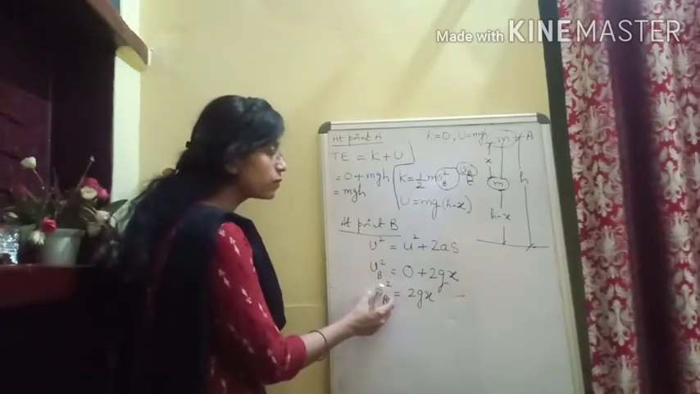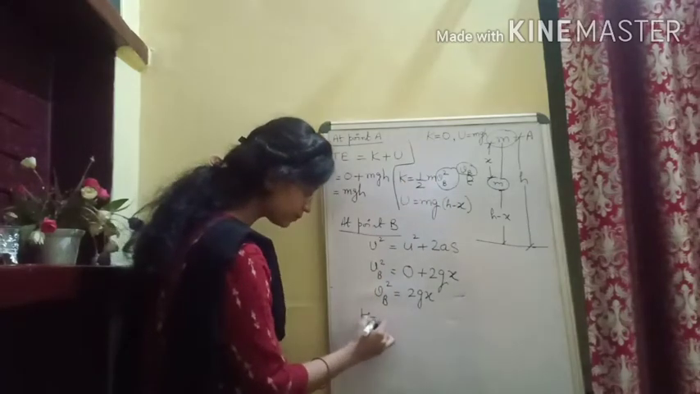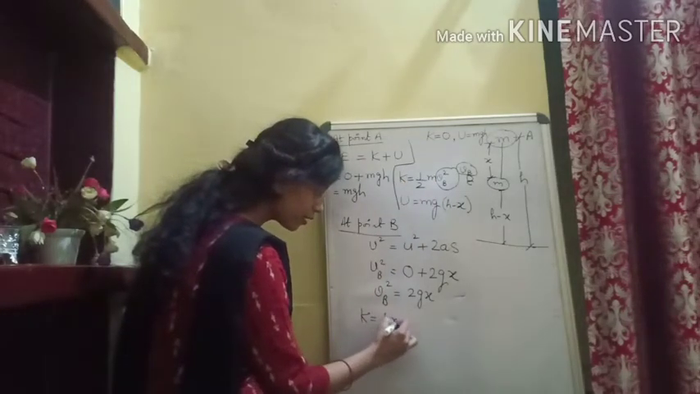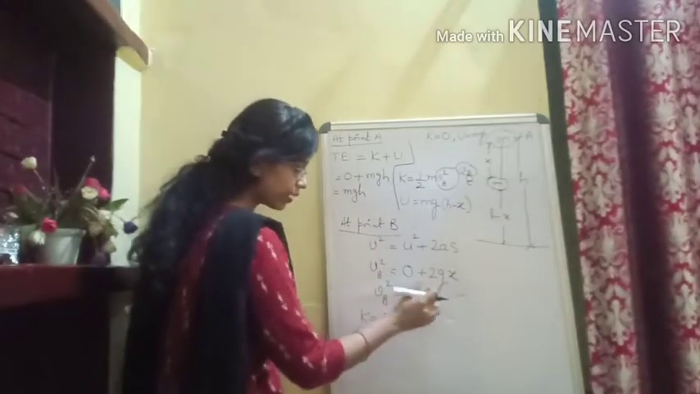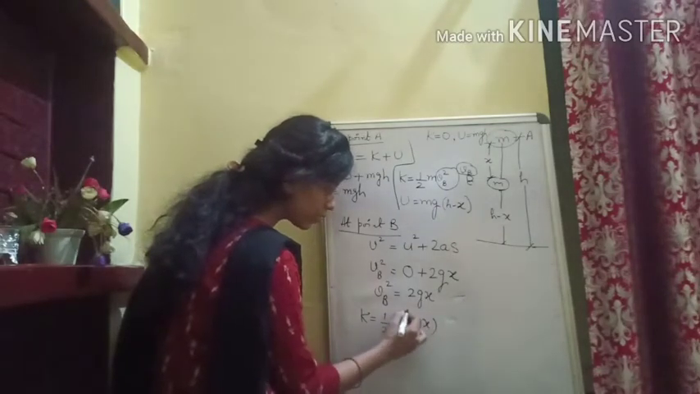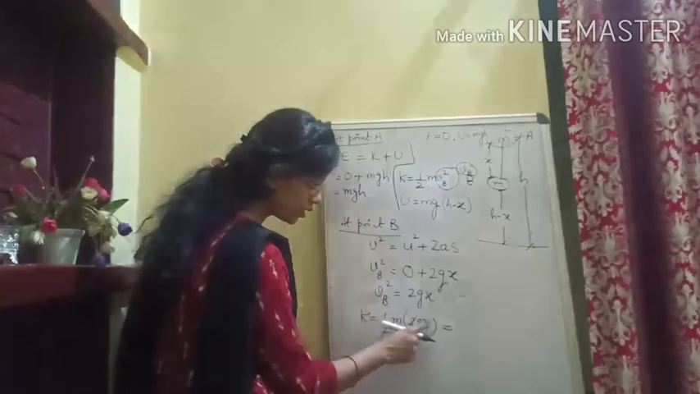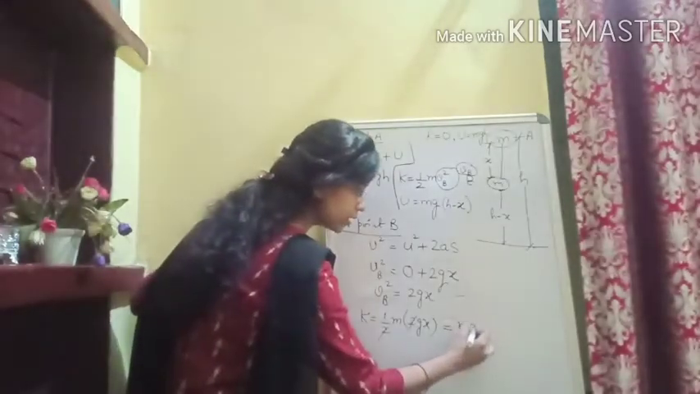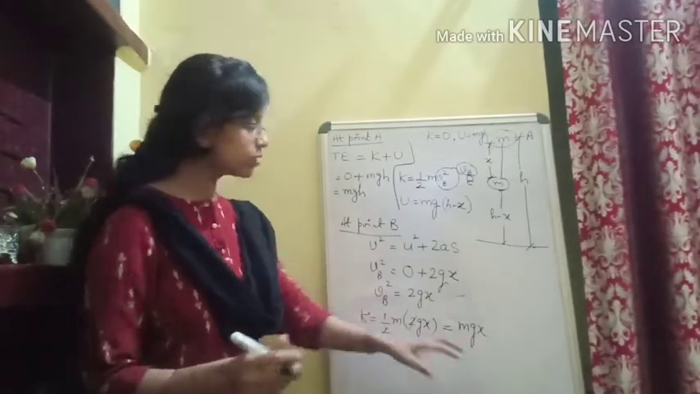Now this value of vb square we are going to put here to calculate the expression for kinetic energy. Half m vb square, so we put the whole value here, that is 2gx. Is it clear? Now 2 and 2 cancel. What is the expression? It is simply mgx. This is our kinetic energy, mgx.